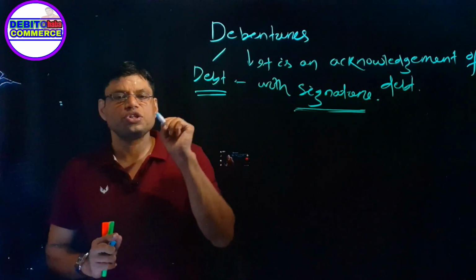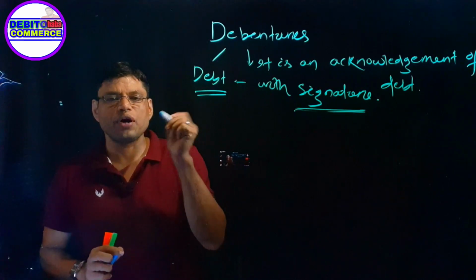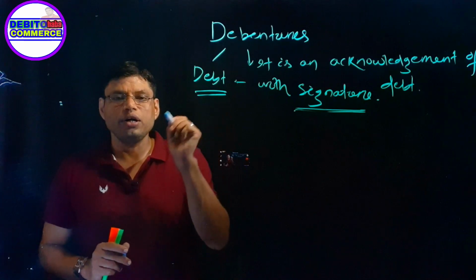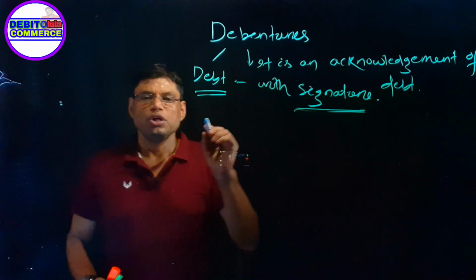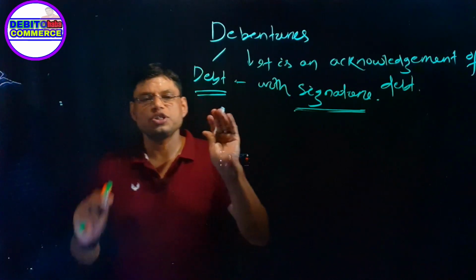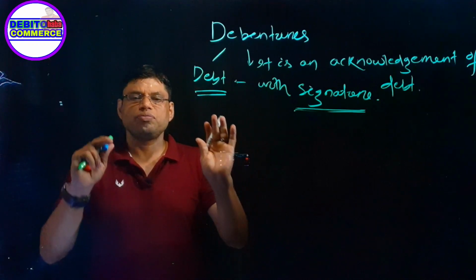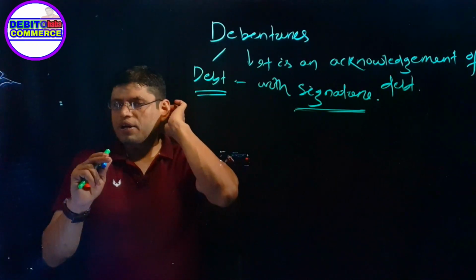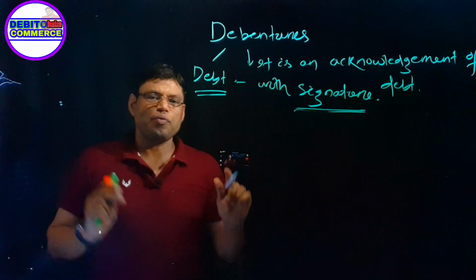So our focus in this chapter is how to record the journal entry while issuing debentures to the public. Remember, the journal entry is very simple, as all of you have done in share capital also. The same trick we have to apply here.